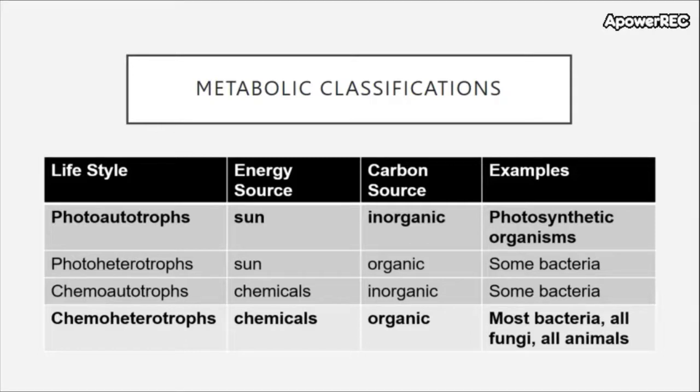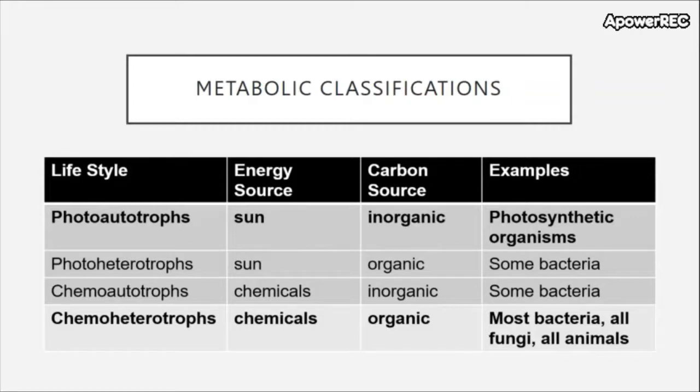And I would like to revisit our metabolic classifications. So we have discussed a lot today about chemoheterotrophs, which get their energy source and their carbon sources from chemicals, from organic chemicals. So that was what happened during the process of cellular respiration and fermentation. Both carbon and chemical energy were derived from glucose. And most species of bacteria prefer to do this, and all of fungi and all of animals do this in order to obtain their energy and carbon sources.